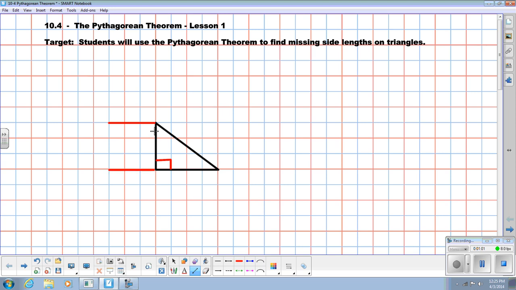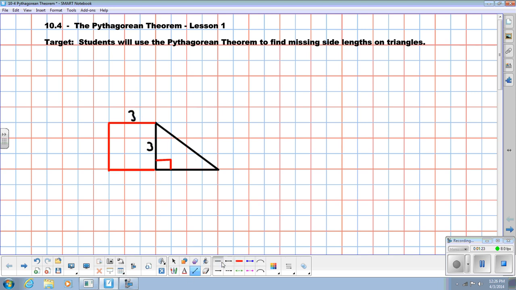So I'm drawing a square. The length of this side I see as three squares, so it's three spaces. So it has a length of three. So I'm drawing a square off of this that's 3 by 3. So I have a square with a length of 3 by 3. Okay, this is one of the things he noticed.